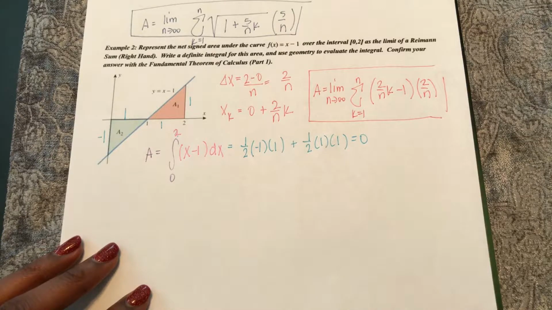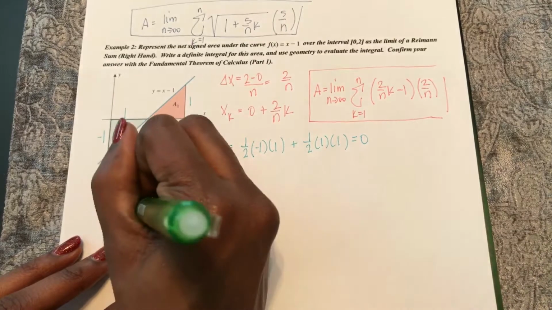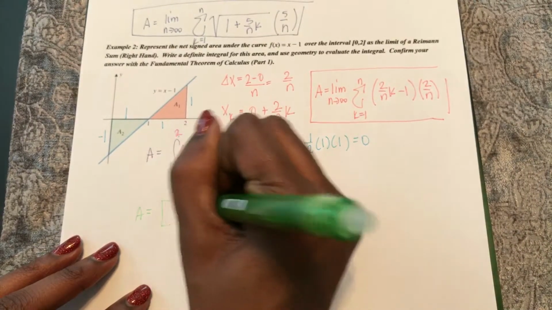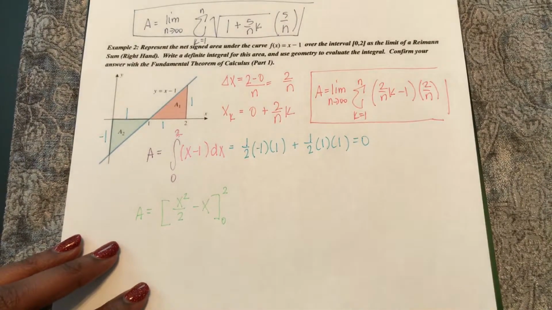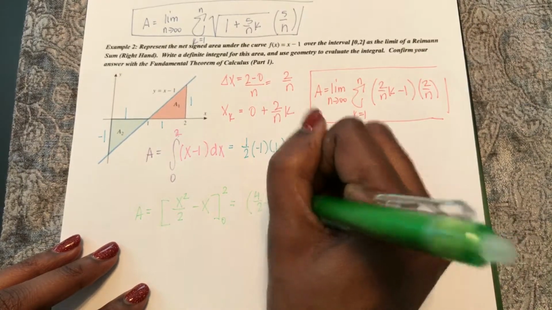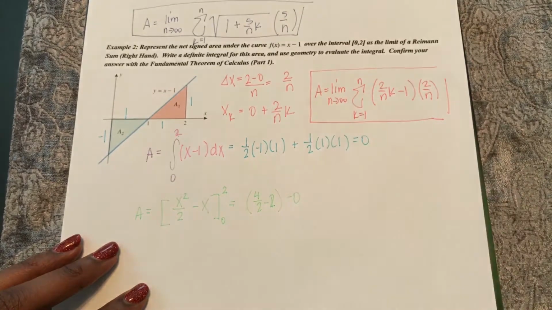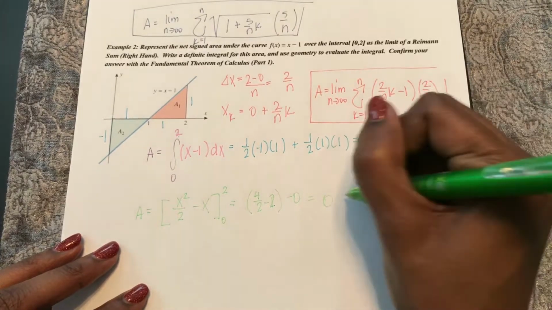So now I want to confirm my answer using the fundamental theorem of calculus part 1, which states that I can find the antiderivative of this definite integral, that's x squared over 2 minus x, and I'll evaluate that from 0 to 2. Plugging in 2, I have 4 over 2 minus 2. And if I plug in 0, that's just 0. So 4 over 2 is 2, minus 2, which is 0.